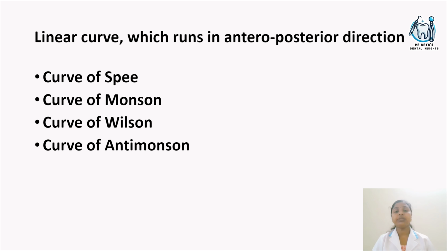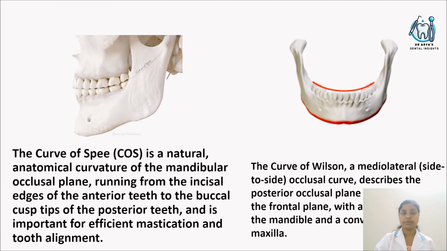The linear curve which runs in anteroposterior direction is curve of Spee or curve of Monson, curve of Wilson or curve of anti-Monson. This is the curve of Spee. Here this is the curve of Spee and it is a natural curve, anatomical curvature of the mandibular occlusal plane running from incisal edges of the anterior teeth to the buccal cusp tips of the posterior teeth, and it is important for efficient mastication and tooth alignment.